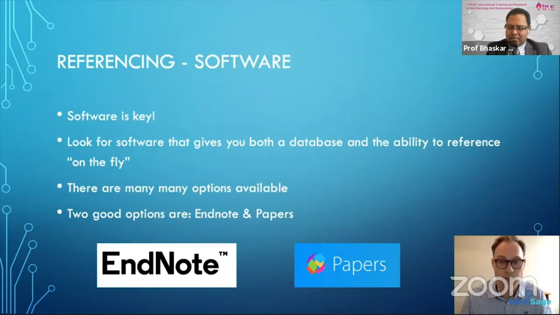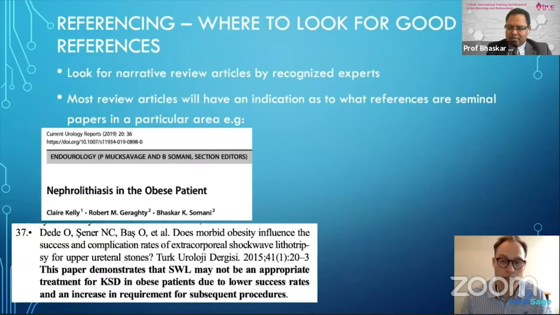So I personally use Papers as it has a Word plugin and an easy to use database. I'm often asked where to look for papers. So I would suggest to look for narrative reviews by recognized experts. In this particular example, this was a narrative review we published in 2019.